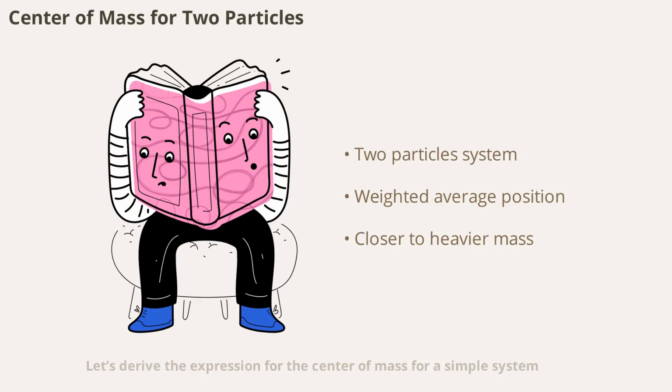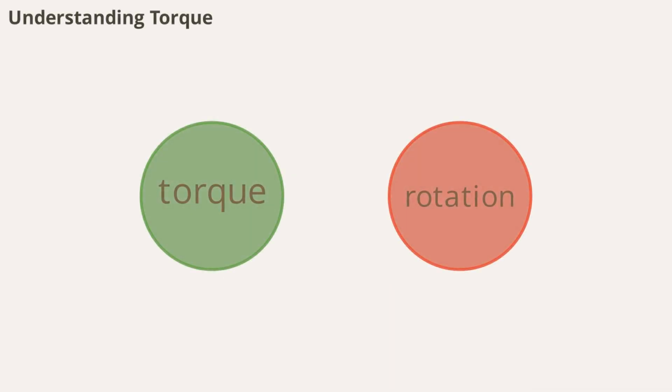Let's derive the expression for the center of mass for a simple system, two particles. Suppose we have two masses m1 and m2 located at positions x1 and x2 along a straight line. The center of mass x_cm is given by the formula, x_cm equals (m1 x1 plus m2 x2) divided by (m1 plus m2). This equation shows that the center of mass lies closer to the heavier mass. This principle extends to more complex systems, but the basic idea remains the same: mass and position together determine the center of mass.